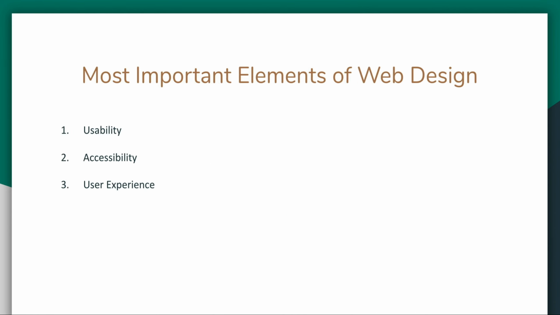And then always the most important element of web design is first usability, accessibility, and user experience. We always want our website to be easy to use, easy to find, and then we always want our user to have a good experience so that they continue to visit our site and use our services again. So these are always the top three priorities that a web designer should have in mind when designing any kind of site, mobile, browser, app, whatever it may be.